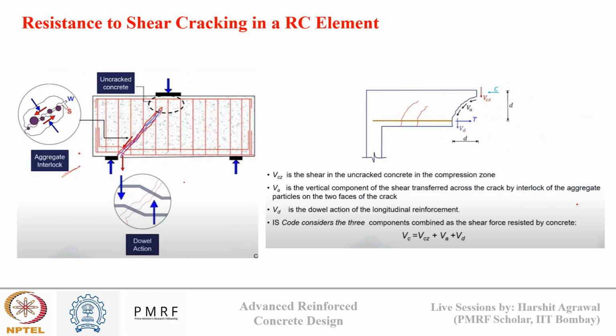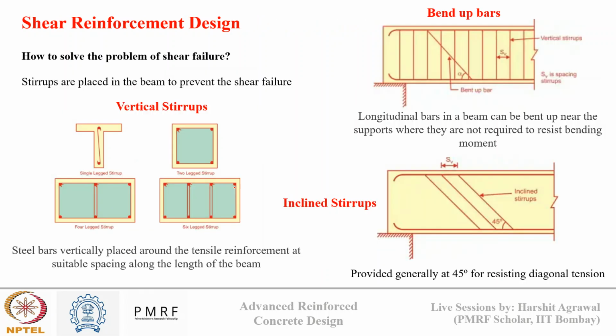We discussed how concrete resists shear. It's a combination of three actions. There is uncracked concrete in the compression zone, which resists shear cracks. There is aggregate interlocking, which also resists shear cracking, and there is dowel action of the longitudinal rebars that also resists shear cracking. We related this to Table 19 of IS 456, where we saw that we need both percentage reinforcement area and concrete grade to estimate the concrete shear strength.